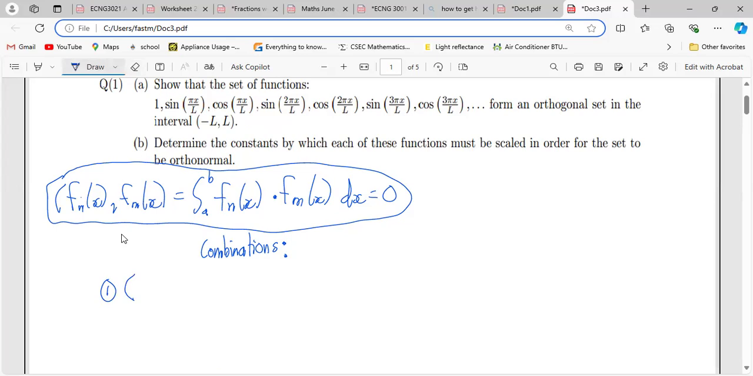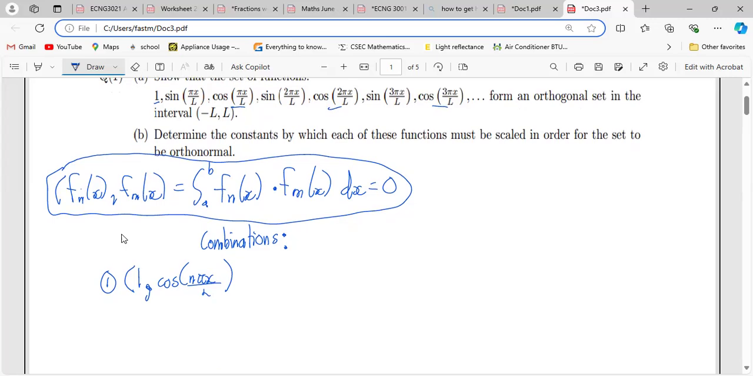1, comma, cos, and it could be any index of cos. So you can say cos of n pi x on L, where n could be any number. If you multiply this 1 here by any of the cosines, this proof will show that it equals 0. So you just say equals, and of course they give you the interval, so minus L to L.